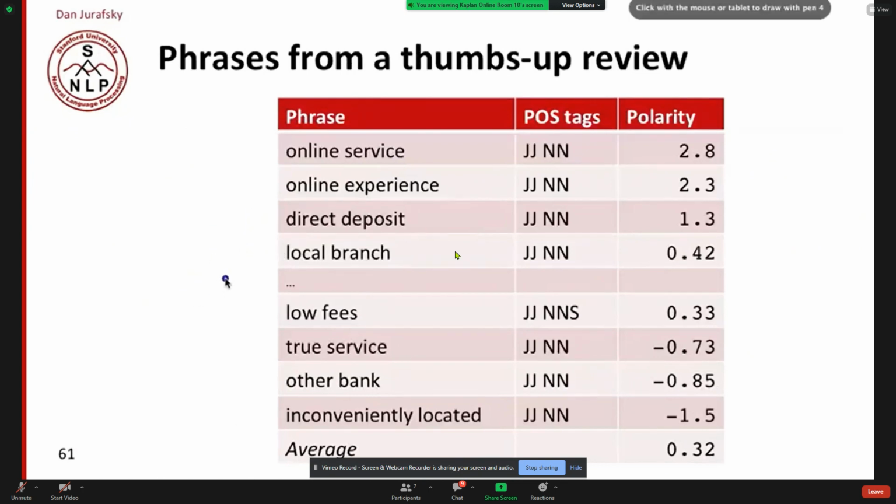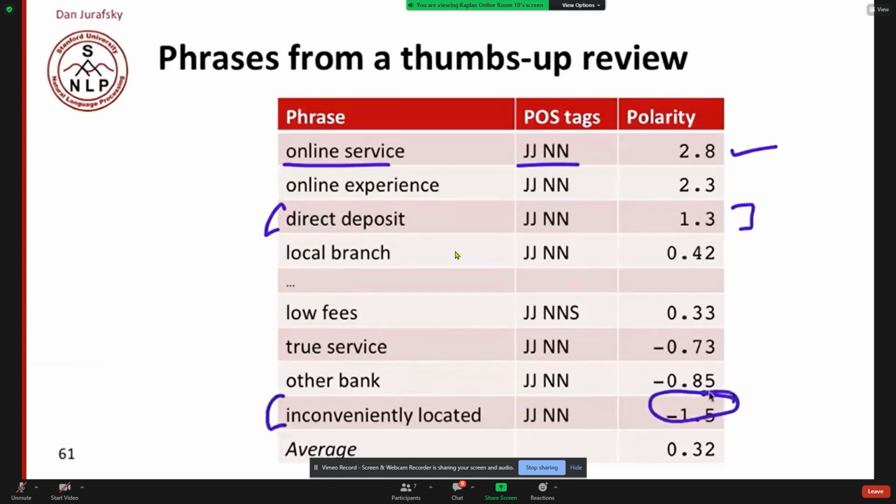Using the Turney algorithm, here's a positive review, obviously of a bank. Here's a phrase like online service, adjective noun, and here's the polarity assigned to it, 2.8. Here's another one, direct deposit, 1.3. And here are some negative phrases with negative polarity. These phrases occur more often near the word poor than near the word excellent, so inconveniently located has a negative polarity.